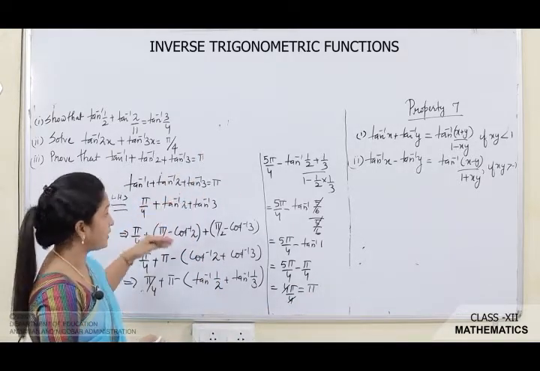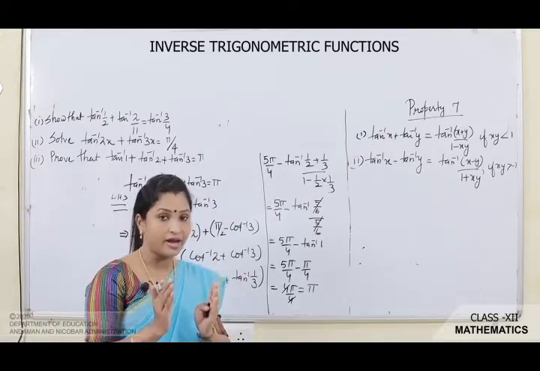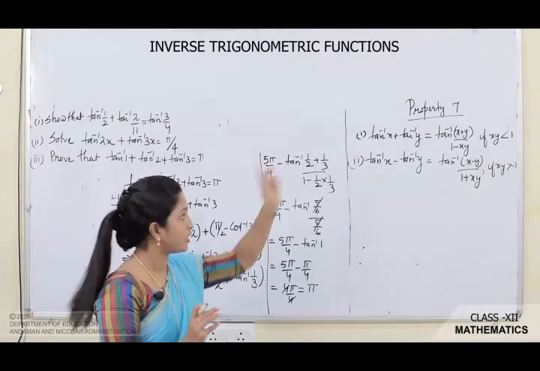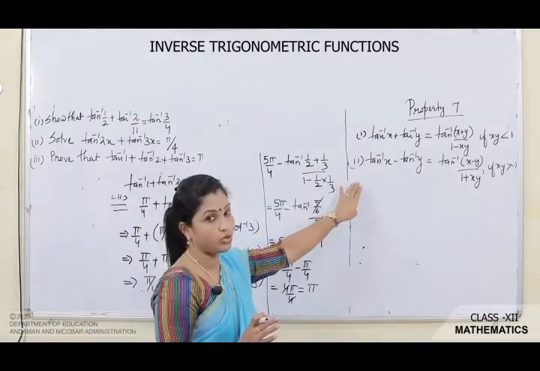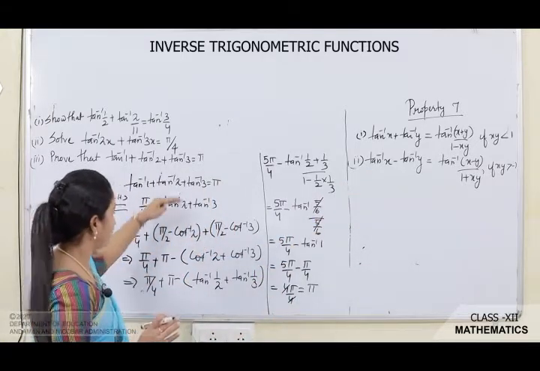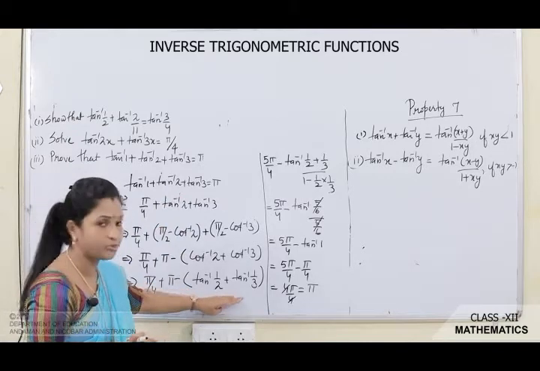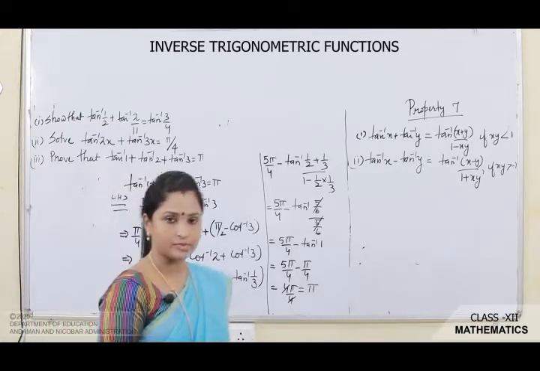So this is the way you have to apply the properties. The most important part is the condition. When you multiply x and y, if it is less than 1, then you can apply property number 1. If it is greater than minus 1, you can apply property number 2. But if the condition does not hold, you cannot apply it; you have to solve it in a different way to bring it to that condition. I hope this question is clear to you. Now let's see the next property here.